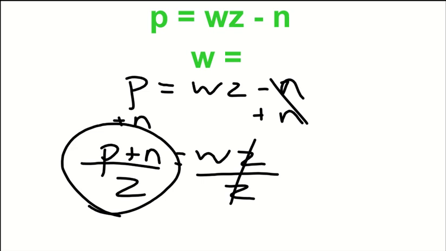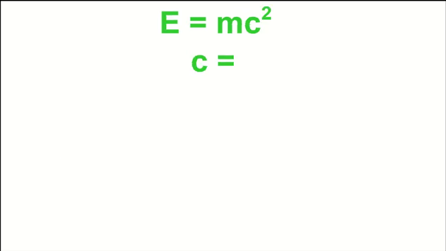Just make sure you're going through order of operations backwards. Do addition or subtraction first, then the multiplication or division, then exponents if we have them, parentheses at the end. Speaking of exponents, solve for C.